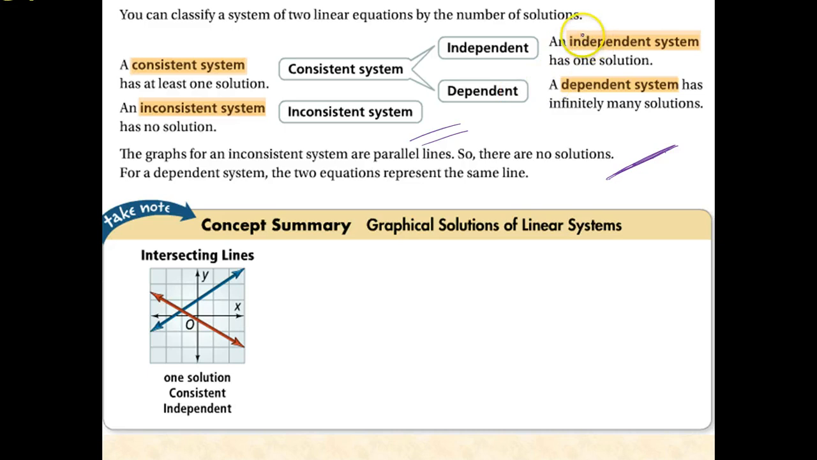An independent system is the most common, and it's where you have two lines with different slopes, one solution. They intersect at one point. So there's one solution, the system is consistent and independent.